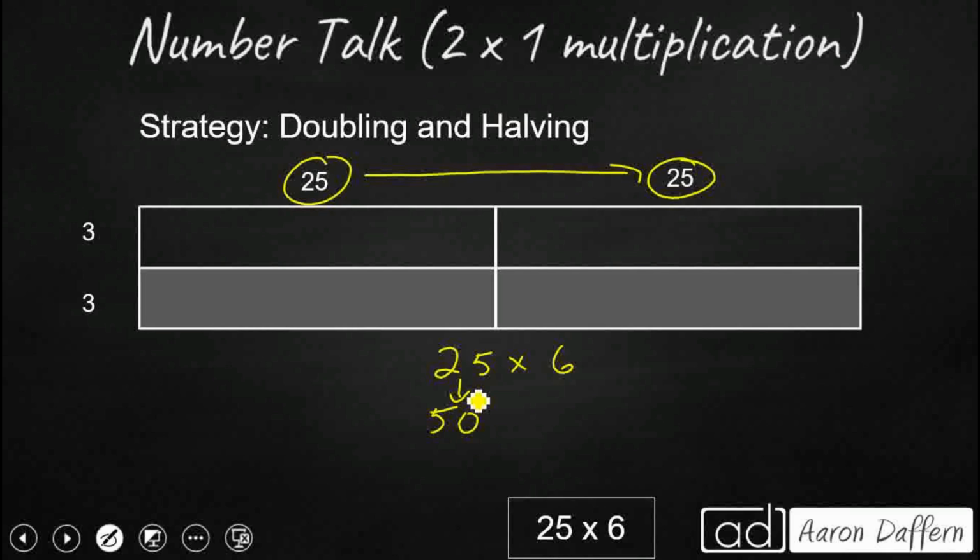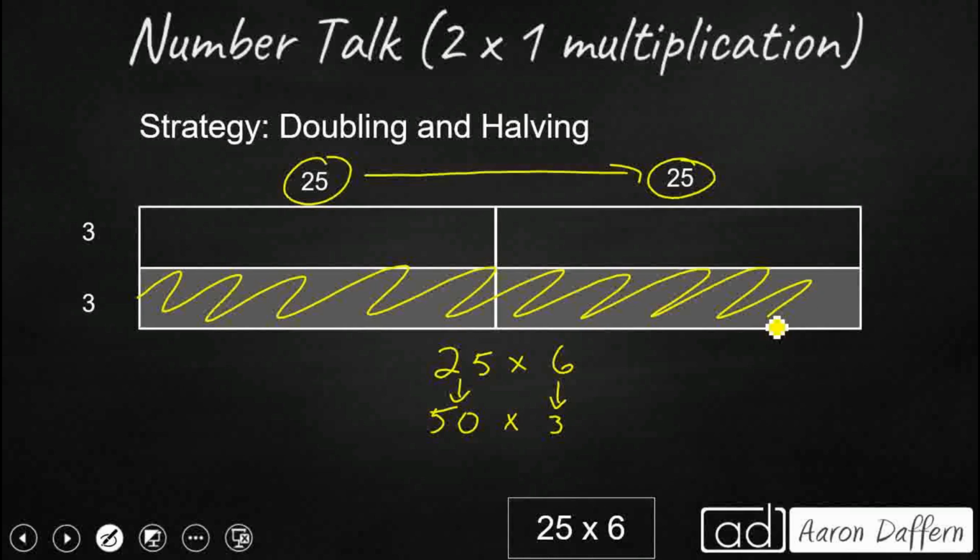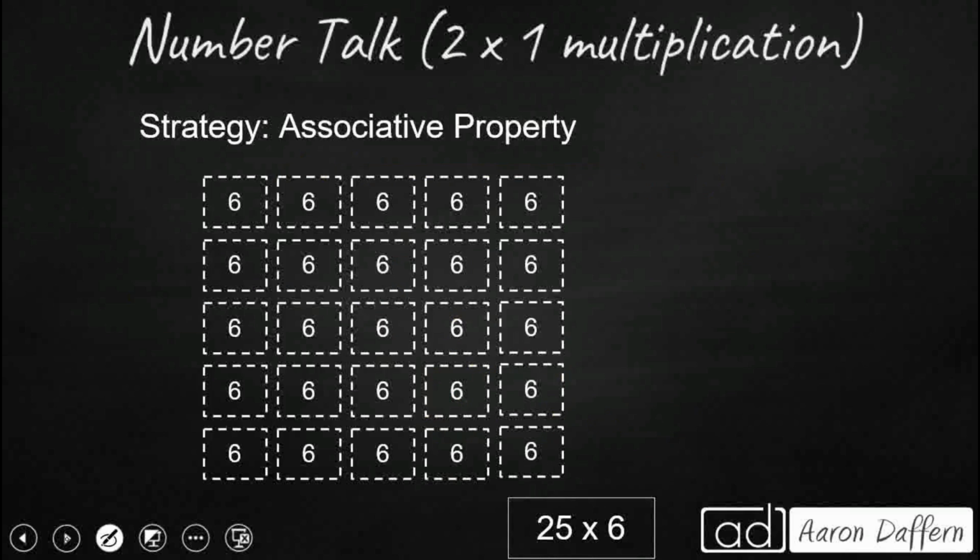So I doubled my 25 to get to 50, but in order to keep a balanced expression, if I double one, I've got to halve the other. So I'm going to take my 6, and I'm going to cut it in half and make it 3. So that's why you've got this gray box down here. I doubled my 25, I took half of my 6, 50 times 3, 50, 100, 150. Same answer. Doubling and halving doesn't always work, but when it does, it usually makes it super easy.